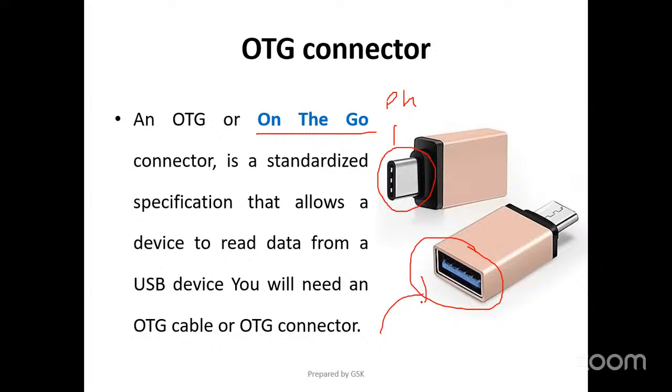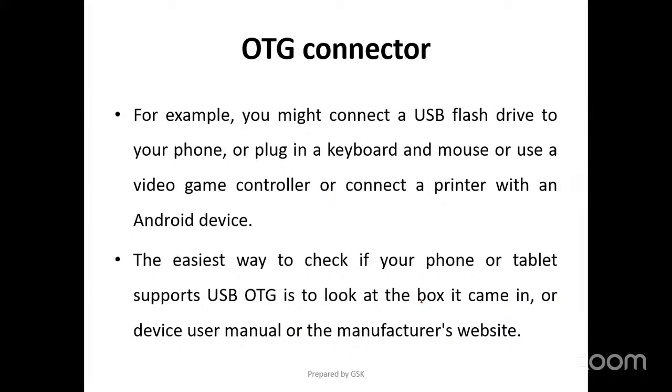Like that, with the help of the OTG connector, you can read data from a USB device, where in this example the USB device is a pen drive, because a pen drive is also a USB-based device. So with the help of the OTG connector, we can read data from any USB device. We already covered this example. The easiest way to check whether your phone or tablet supports OTG is to go through the manual of that particular device. You will get the information related to OTG support.